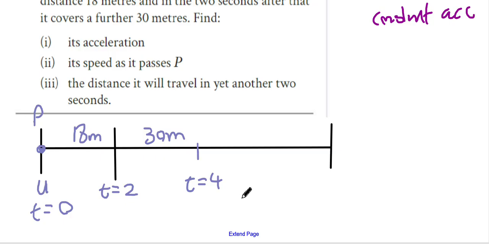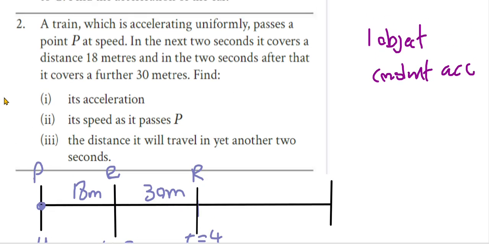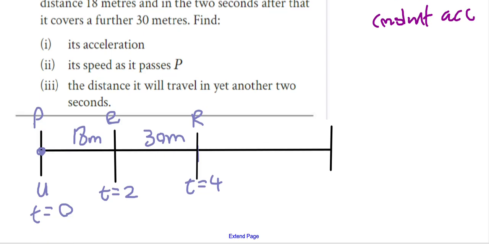Now we're going to use UVAST, right? And I'm going to name these points. So I'll just go alphabetical. I'll just call it P, Q, R. Is that okay with you guys? P, Q, R? How do you know? It's in the question, if you read it. 2 seconds to cover the first 18 and another 2 seconds after that to cover another 30 meters. Okay, so that's why I added it.